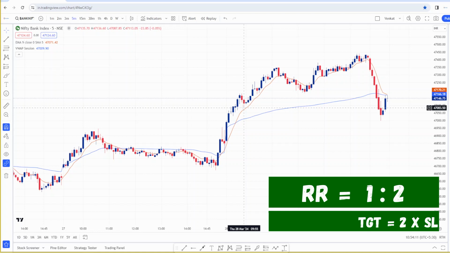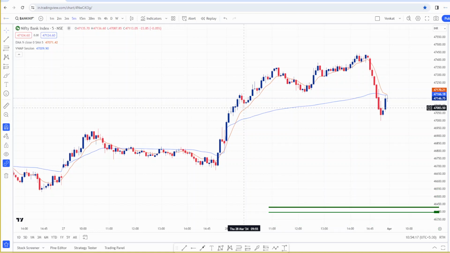In 10 trades, even if you lose 5 trades, how many points do you lose? Maybe 5 into 50, 250 points. Even if you win only 5 trades, then 5 into 100, 500 points. Then also you are in profit.